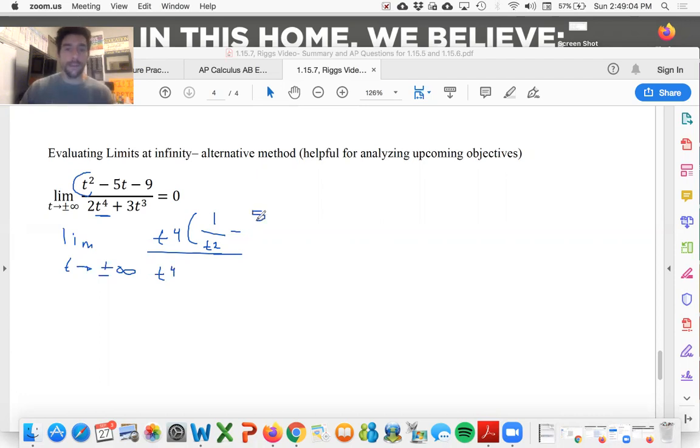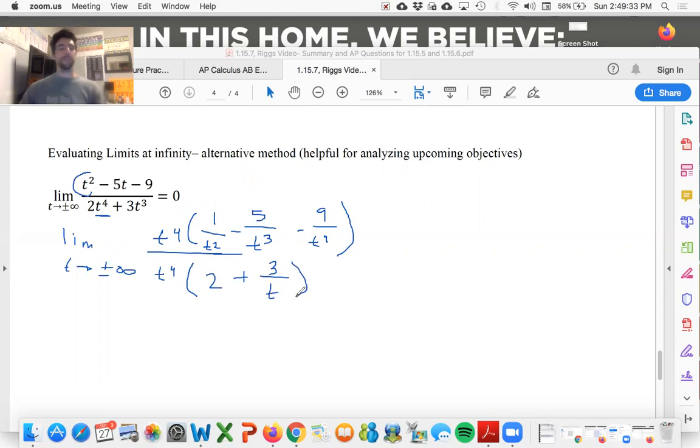If I did that, I'd be left with 5 over t to the third. And again, your check is if I multiply back through, I'd have 5t to the fourth divided by t to the third, which will result in a negative 5t. And then if I essentially divided by t to the fourth, I'd be left with 9 over t to the fourth. Again, you consider factoring, taking out of each term or kind of dividing by each term. And then in the denominator, I'd be left with 2 for the first term, and then plus 3 over t.